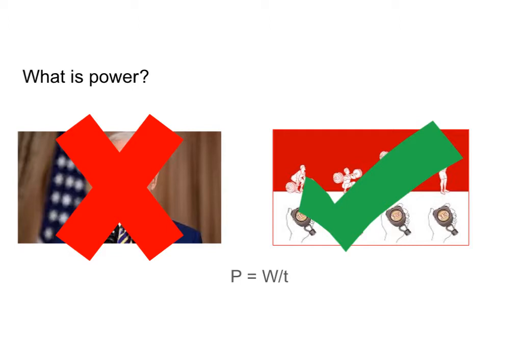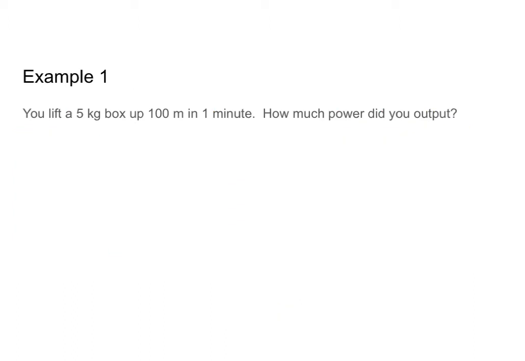And to do that, we're going to use the equation on the bottom here. Power, which we measure in watts, represented by capital W, is equal to the work done in joules, of course, divided by the time it takes in seconds. So let's go ahead and get some practice using that equation.